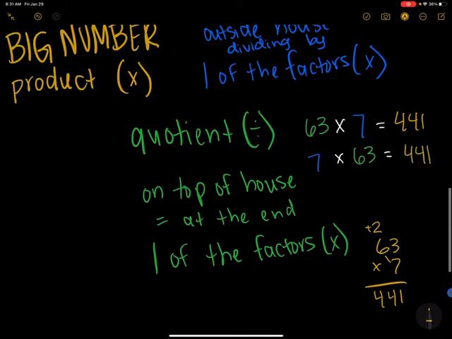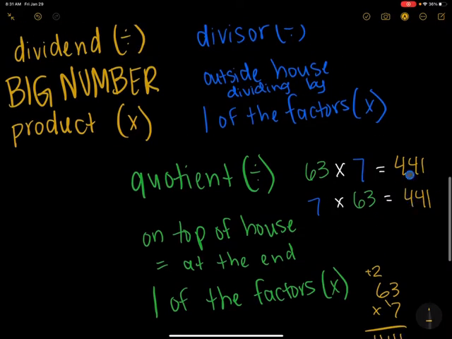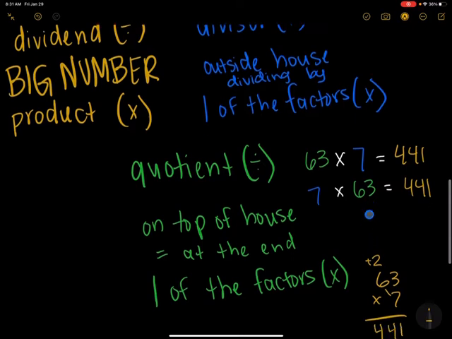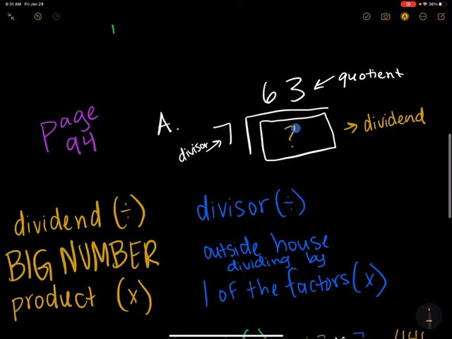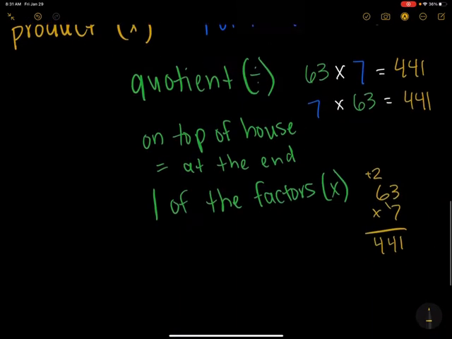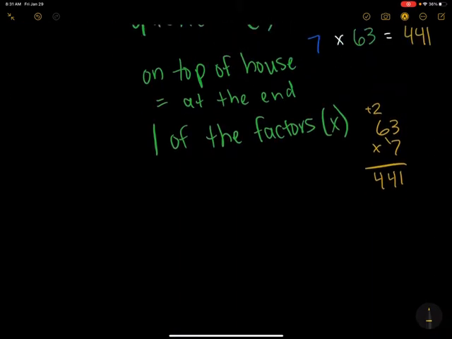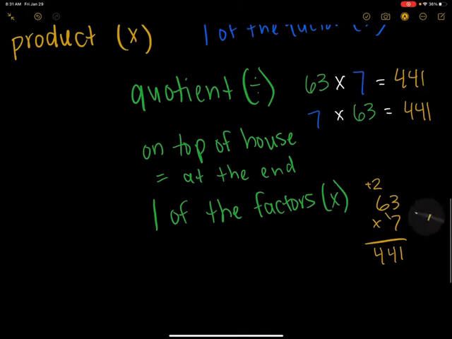You can always check by making sure it's the biggest number. That's one of our ways to check. Is this the biggest number? It is. So we could fill in this box by erasing that question mark and putting 441. All right, let's go to the next one.